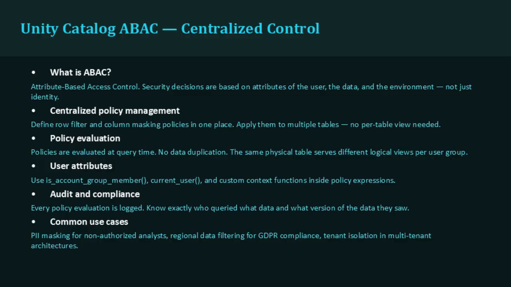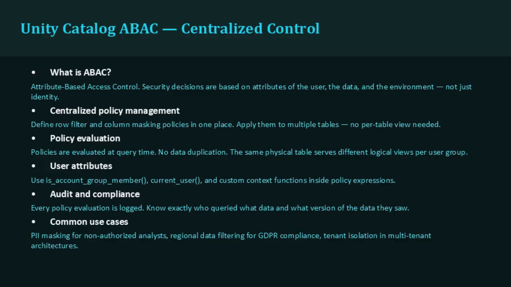Let's go a bit deeper into ABAC, right? Attribute-based access control makes security decisions based on attributes of the user, the data, and the environment rather than the identity alone. Centralized policy management means you define row filter and column masking policies in one place and apply them across multiple tables, so no per-table view is required.